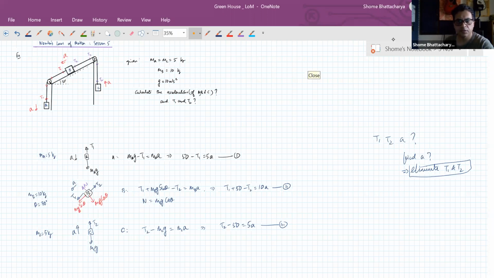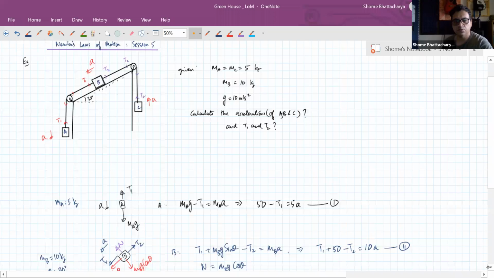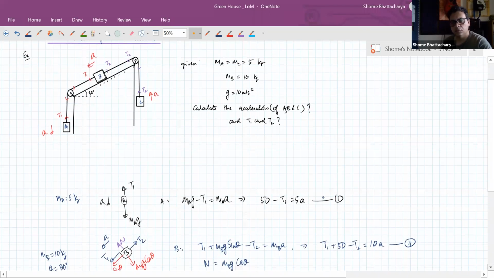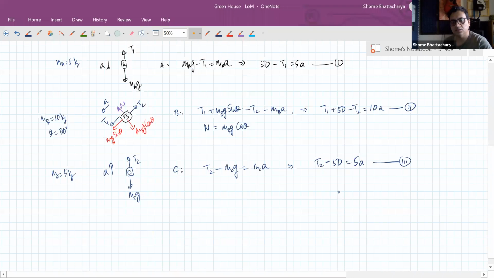Yes, 2.5 meters per second square. That's the correct answer. Yes, so the next step is solving the equations, which is very simple. You just add the three equations. You have 50 minus T1 is 5a. That's your equation 1. Then you have 50 plus T1 minus T2 is equal to 10a. That's your second equation. And then again you have T2 minus 50 is equal to 5a. That's your third equation.